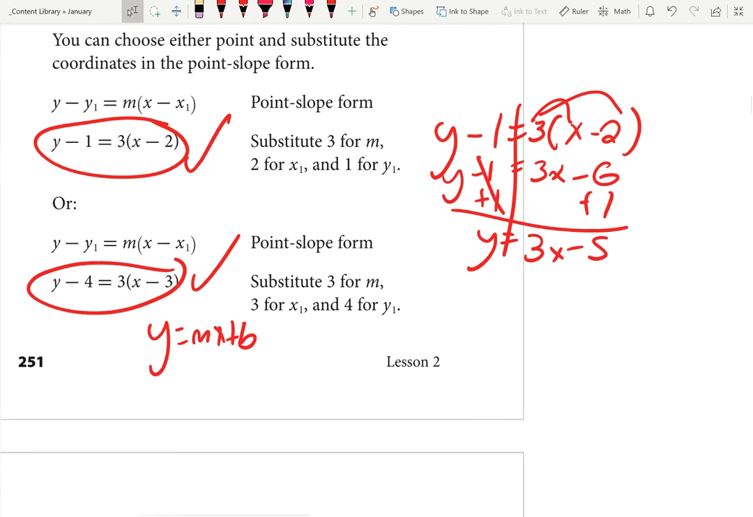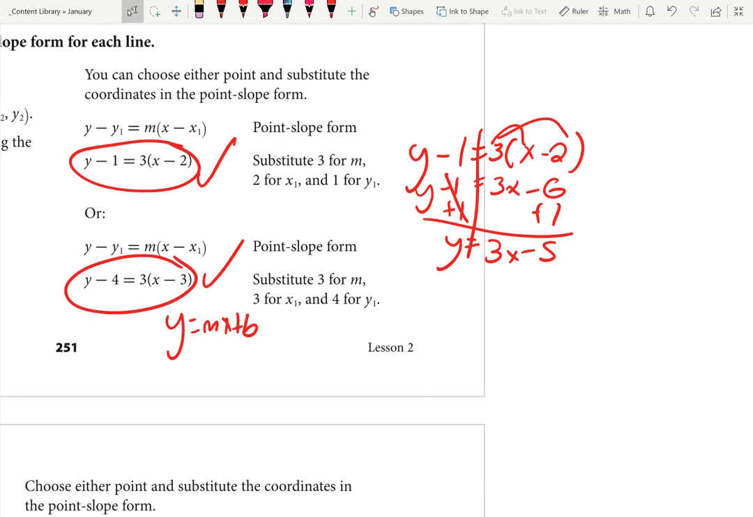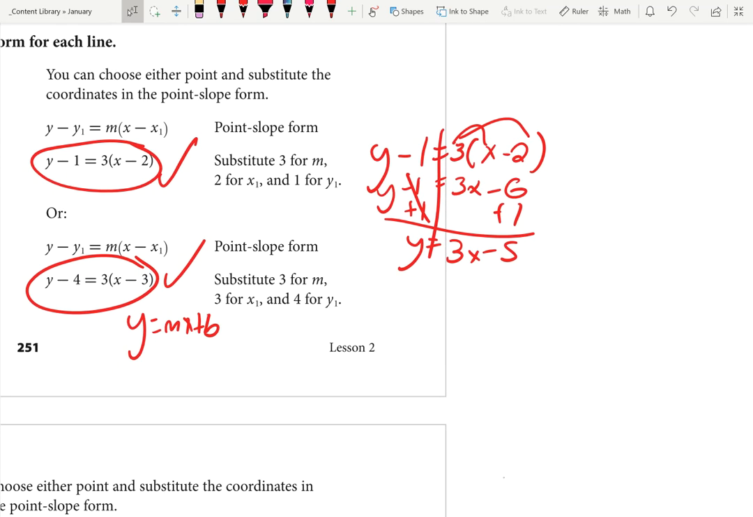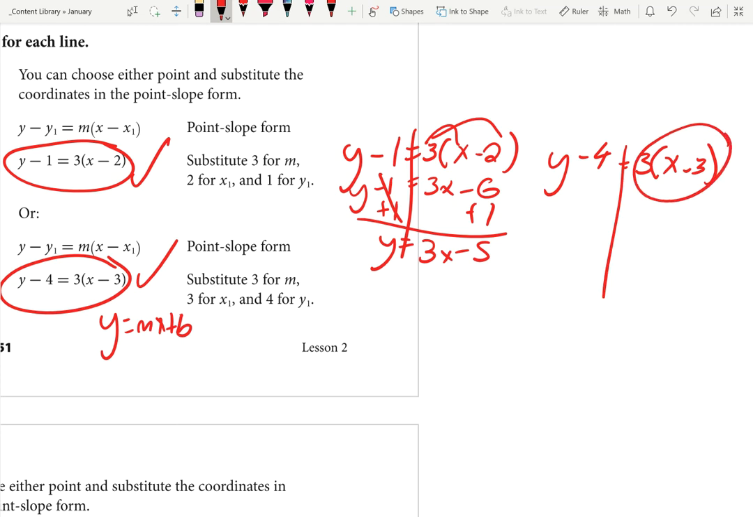Now you'll notice the second equation, this other one down here, I haven't looked at yet. This is going to give us the exact same answer. It's going to give us the same equation because it's the same equation, just again, a different format. So it was y minus 4 equal to 3(x minus 3). So same two things. Distribute here and then move the 4 over. So when I distribute, 3 times x is 3x, and 3 times -3 is -9.